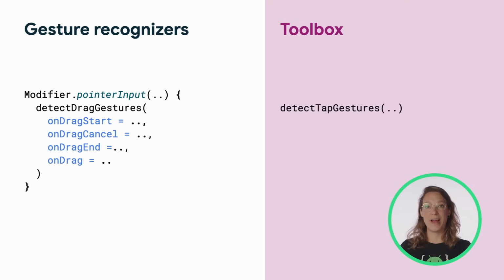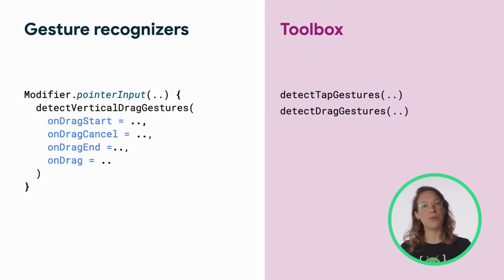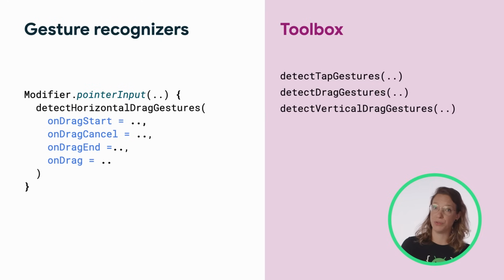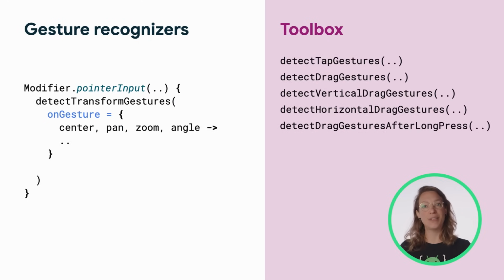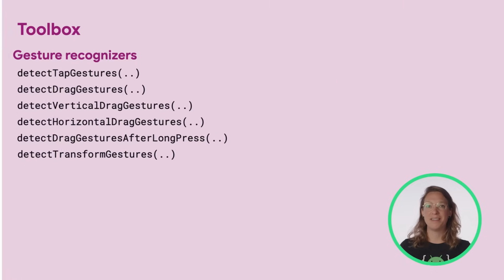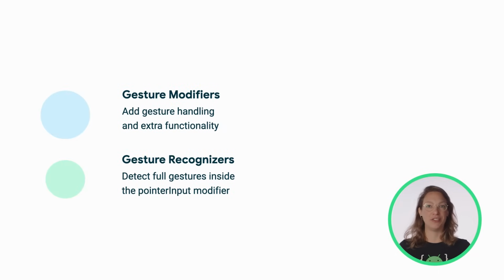You can also detect drag gestures. During a drag, the onDrag lambda will be continuously executed. You can limit your drag detector to only respond to vertical dragging, or to horizontal dragging, or only detect drags after the user long presses. And you can detect multi-touch transformation gestures, such as panning, pinching, and rotating, by using detectTransformGestures. This makes a full list of all the gesture recognizers that are available in the pointer input scope. If your requirements are more complicated than this, you would need to fall back to handling raw pointer events. So that completes our list of gesture recognizers.